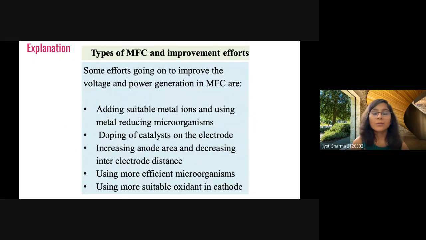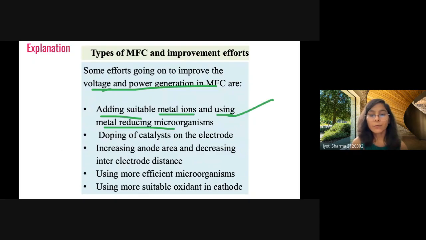So along with that, we have different methods. For example, if we add suitable metal ions using metal reducing microorganism, this is how we can also increase or improve the voltage and power generation. This is one way.